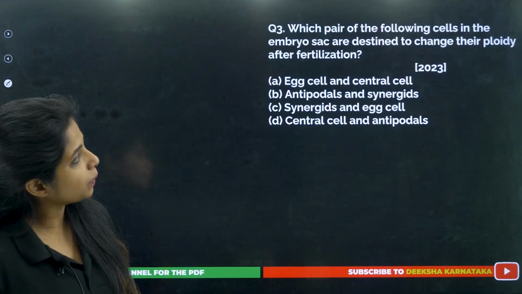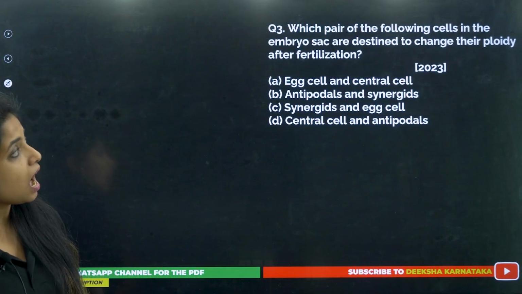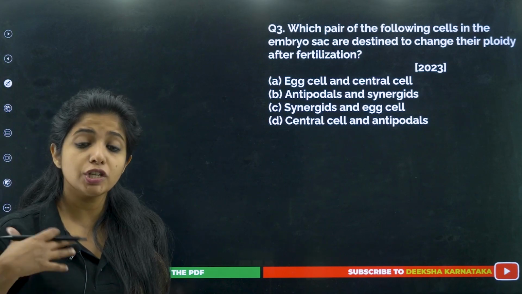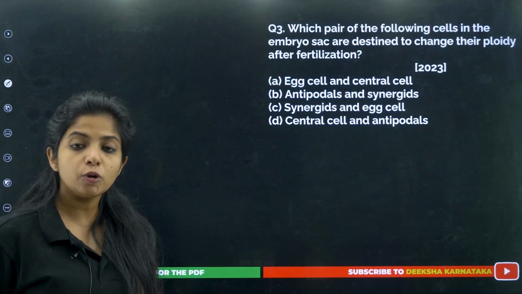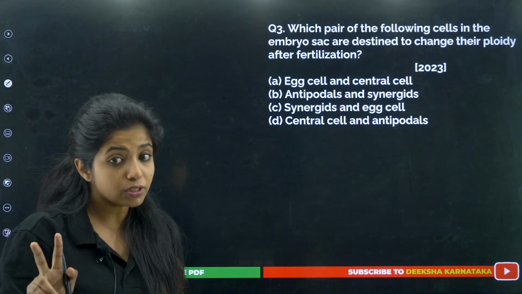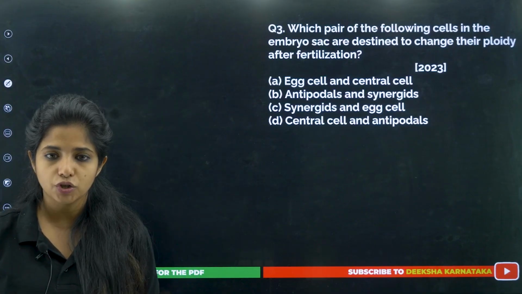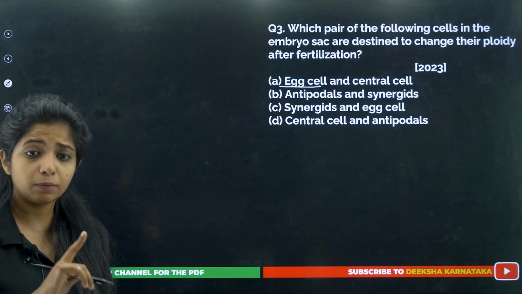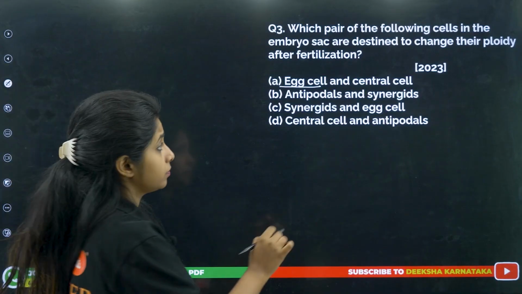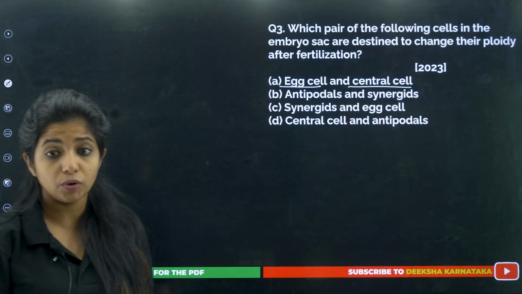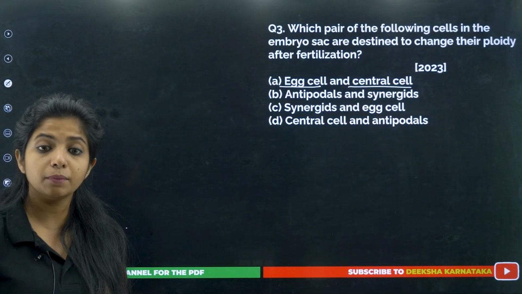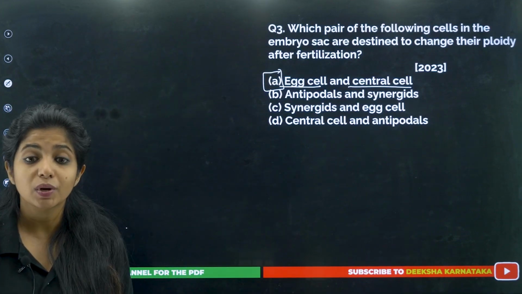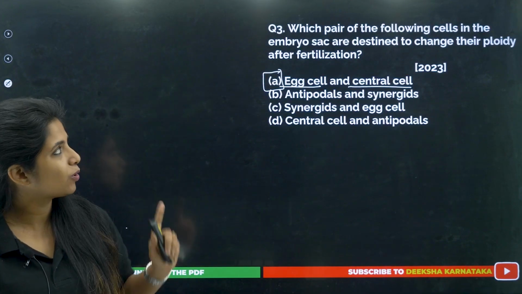Next question. Which pair of the following cells in the embryo sac are destined to change their ploidy after fertilization? In the embryo sac, all of them are haploid. There are 2 cells which change their ploidy after fertilization. One is the egg cell, because it will undergo fertilization with the male gamete to form a diploid zygote. One is the central cell, which has 2 polar nuclei which will fuse with another male gamete forming the triploid primary endosperm nucleus. So this becomes your answer, 2023. This is why I told you to understand the concepts better.